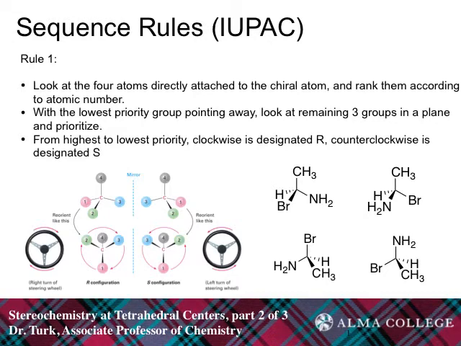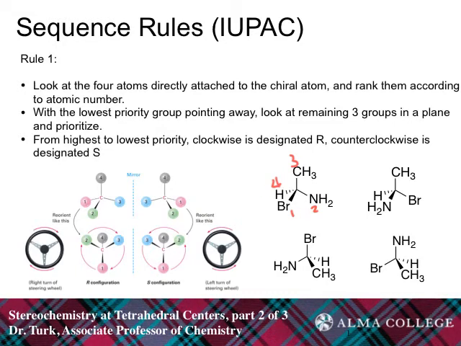The first step is to prioritize the atoms attached to the chiral carbon based on their atomic number. So bromine is going to be our highest priority, then nitrogen, then carbon, and then hydrogen. The next step is to orient the molecule so that the lowest priority group, that being the hydrogen in this case, is pointed away from you. And that is true for the example that I have created here for us. I've made it a little easier.